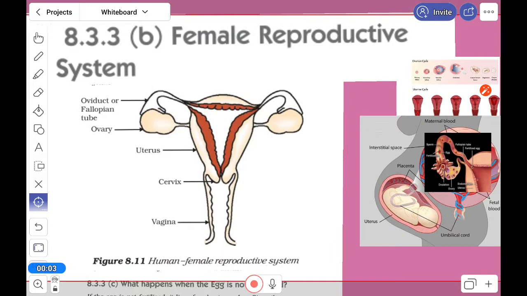Welcome to BioClass. Today we will discuss the female reproductive system. First, let's come to the structure, the anatomy of it.